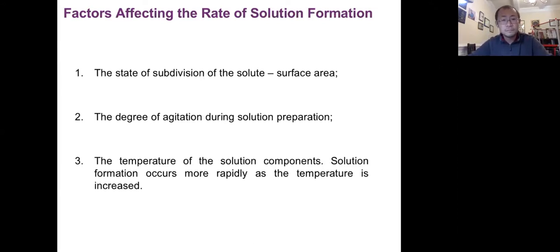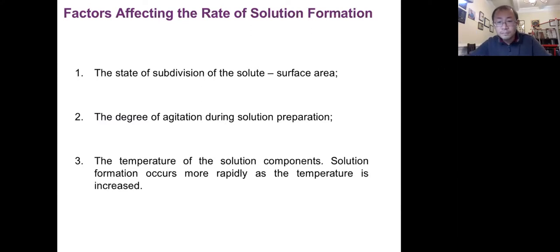Number 2, the degree of agitation. Agitation means what? You use your finger to stir, or use a stick to stir, or swirl. Agitation will help dissolve because it increases the contact.